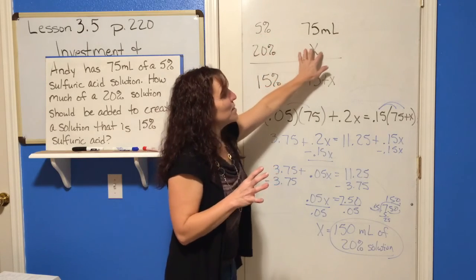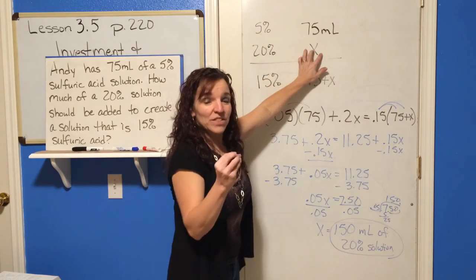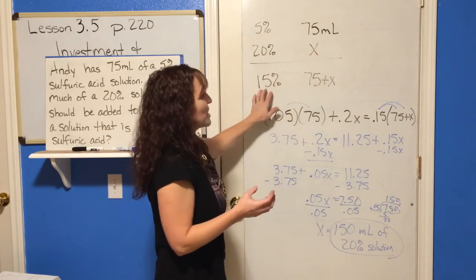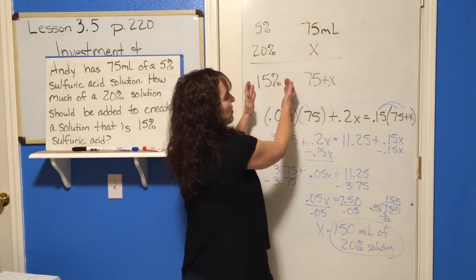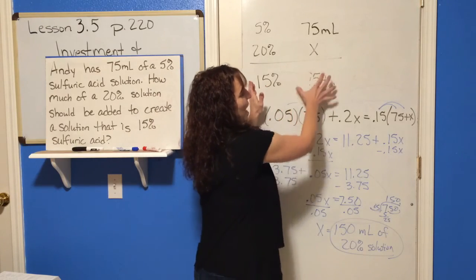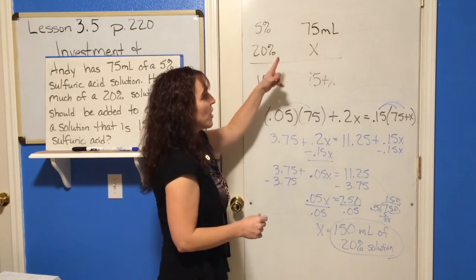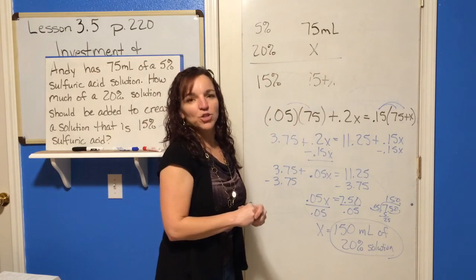The percent times the amount is going to give you a new percent times a new amount. And that will give you a 15% solution, and this is how much of it that you have, the 75 that you had to start with plus the 150 that you're adding in.